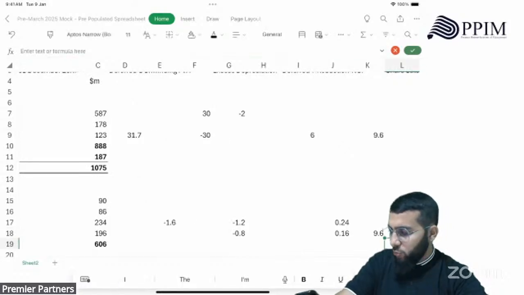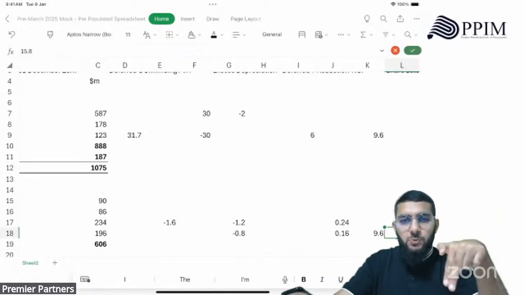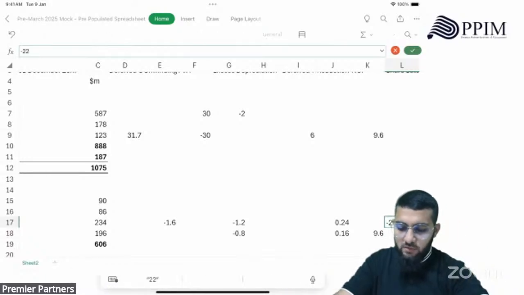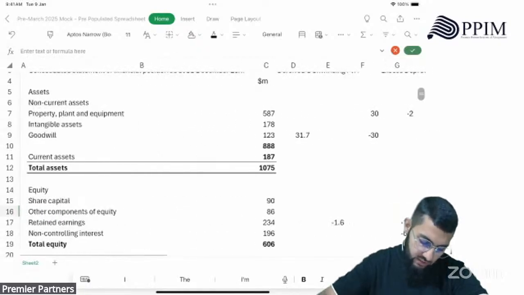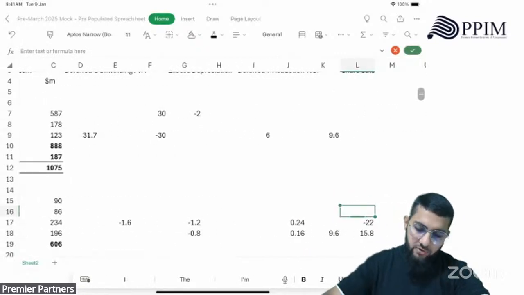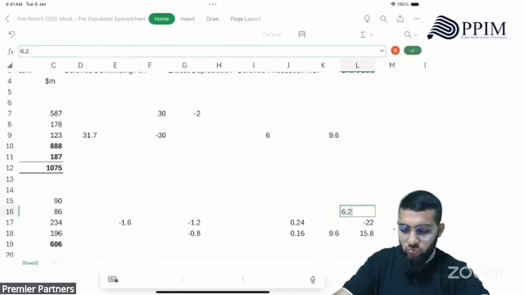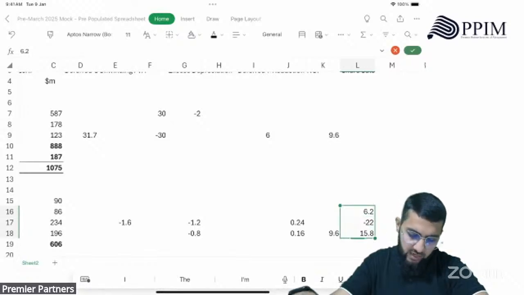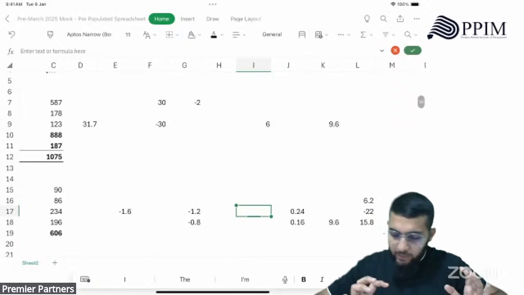Then we have to remove the 22 from income. So removing the income means it reduces profit, reducing profit means reducing retained earnings, so reduce retained earnings by 22. And other components of equity is where you'll be recognizing the difference, right? 6.2. That is 15.8. Okay.